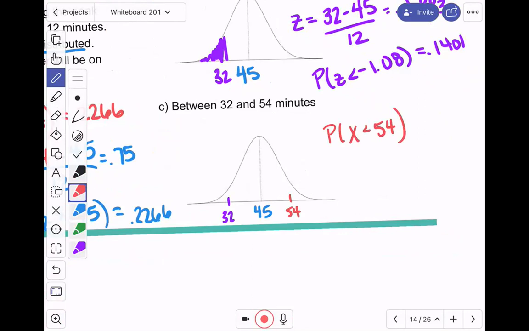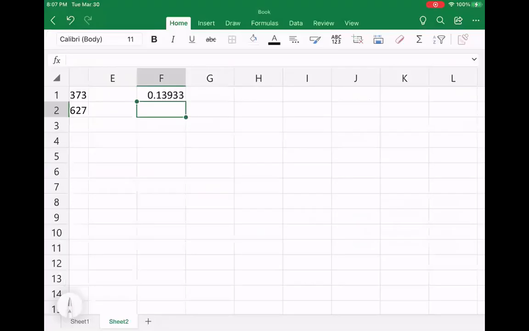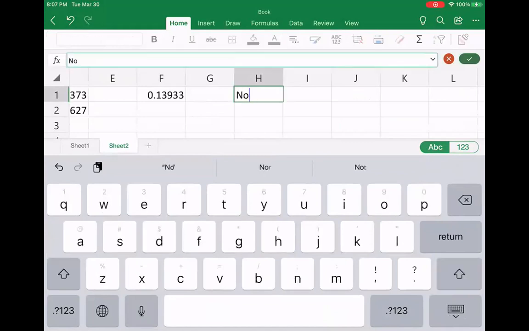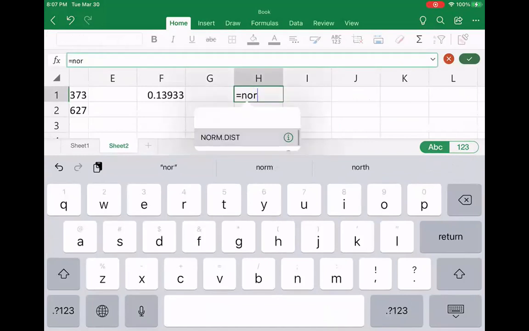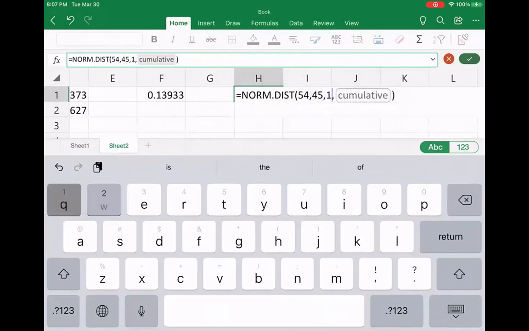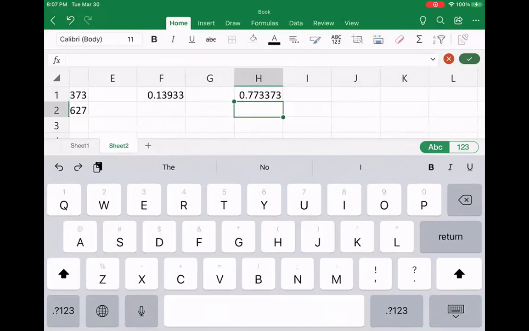If we go to Excel, that's what I'm going to do this one in. I'm not going to use z-scores. I want to find the probability that X is less than 54. Norm.dist, 54, 45, 12, true. I get this right here. That's the first one.